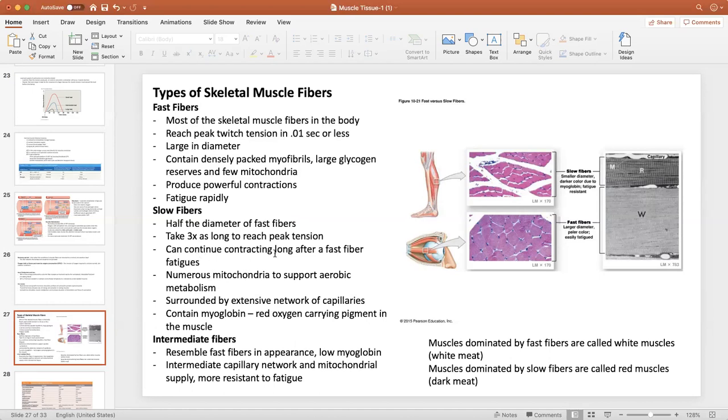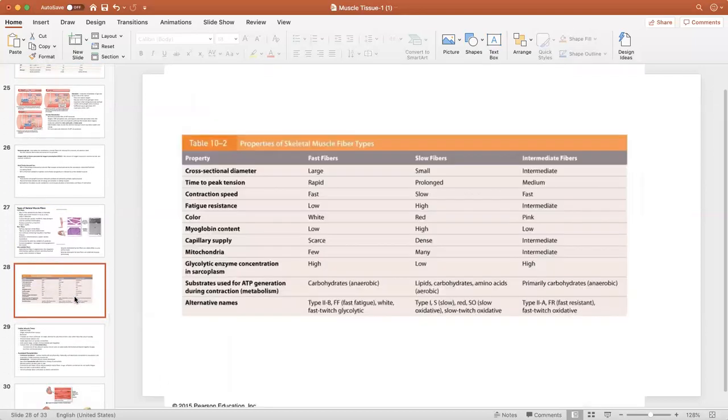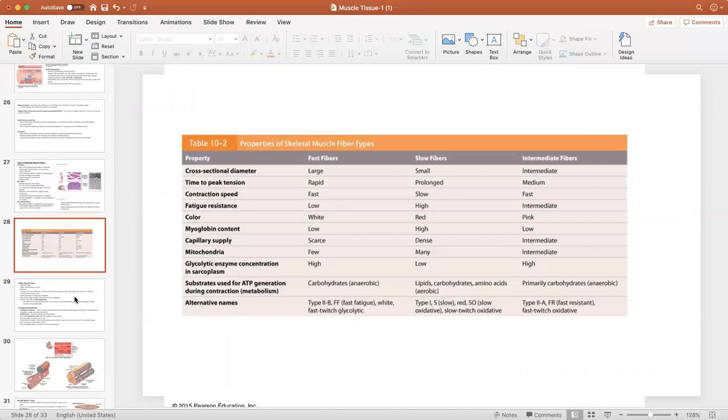So this is more like an endurance runner. We utilize our oxygen. We go slower. We don't need as much power. So that's the slow fiber. Intermediate is kind of in the middle. Okay, we have low myoglobin, but we have a lot more mitochondria, more blood flow. So it's a little bit more resistant to fatigue. It's kind of in the middle. Okay, so fast, slow, and intermediate fibers. And here's a chart if you want to go over the differences there.